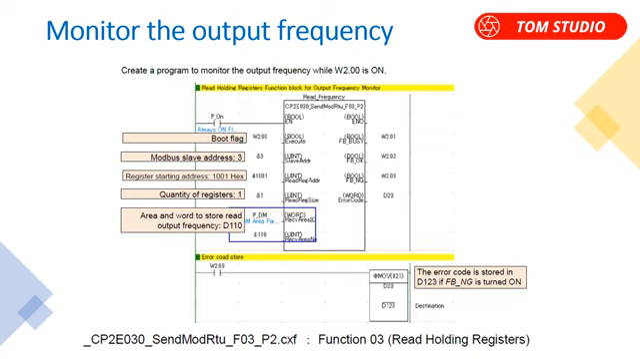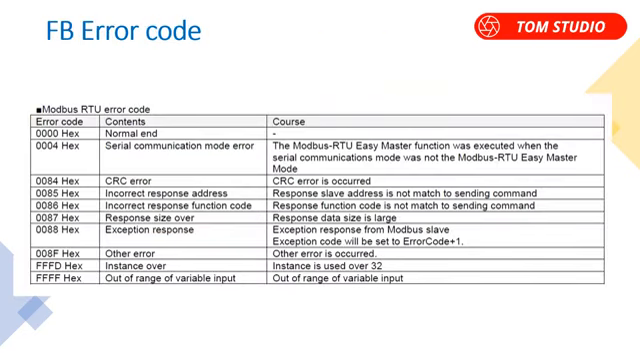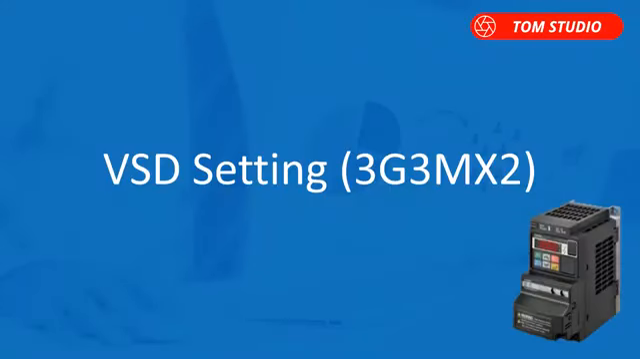Please note, I will attach example programs, function blocks, and a PDF tech note for subscribers to download. You can use the following error code list to do fault finding. For example, if you keep getting error code 0088, it means you forgot to set up the dip switches for the CP1WCIF11 option board. Once finished with PLC settings and program, it is also necessary to set up the 3G3MX2 VSD.